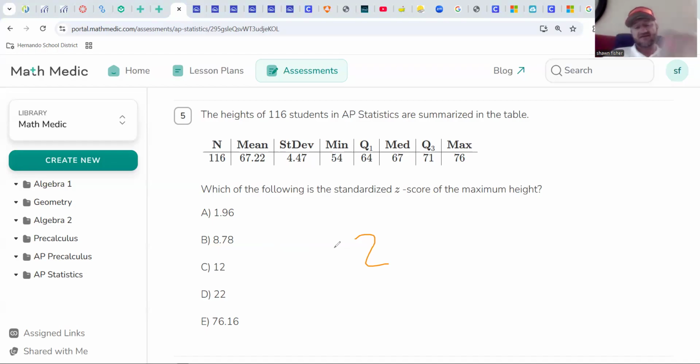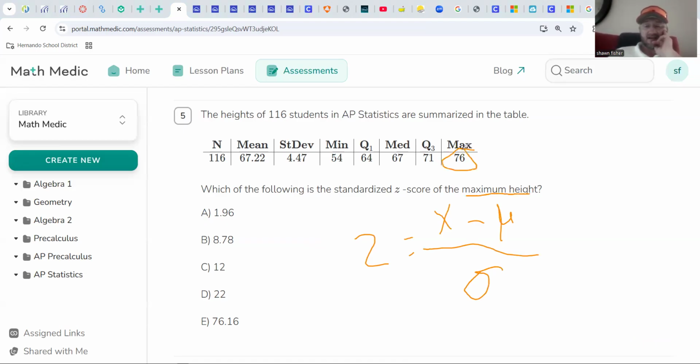Something like that. So z-score is all about the score that I want, minus the mean, divided by the standard deviation. Well, which of the following, this 8 and 12 and 20, my gosh, that's way away from 3 standard deviations. It looks like to me it's going to be 1.96. So which of the following is the z-score of what? The maximum height. Well, what is the maximum height?